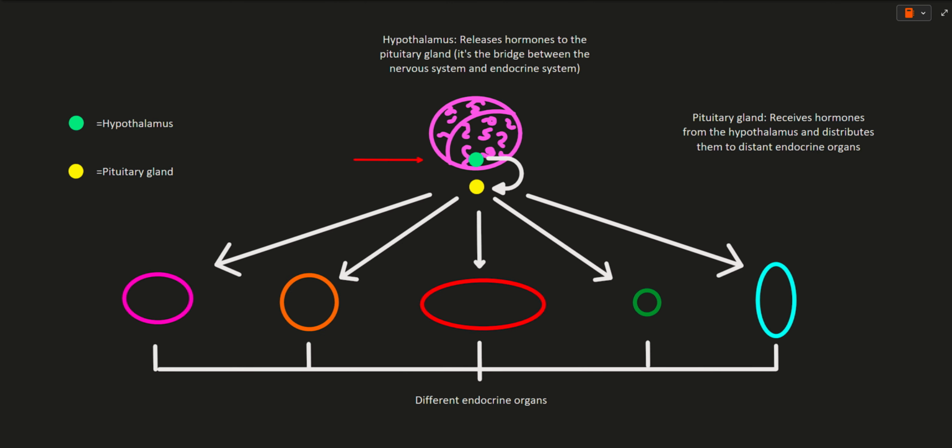The hypothalamus is a part of the brain. It is the bridge between the nervous system and endocrine system. The hypothalamus releases hormones to the pituitary gland, which is a part of the endocrine system. The pituitary gland receives these hormones and distributes them to other endocrine organs.